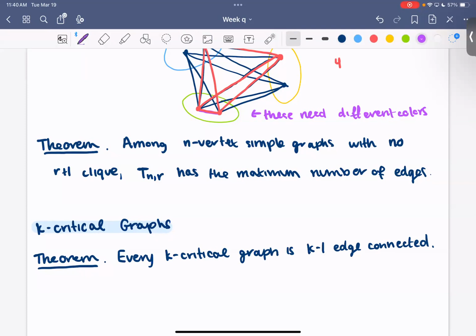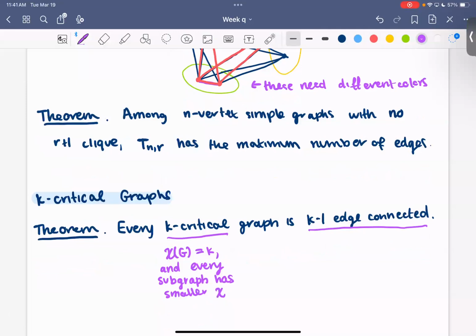Maybe it'd be useful to remember what some of these things meant. I think it's been a while since we talked about this, and we haven't touched on K-critical all that much. Okay, so K-critical means that the chromatic number is K, but every subgraph has smaller chromatic number. So chi of G equals K, and every subgraph has smaller chromatic number. And K-1 edge connected means that if I delete K-1 edges, then the graph remains connected.